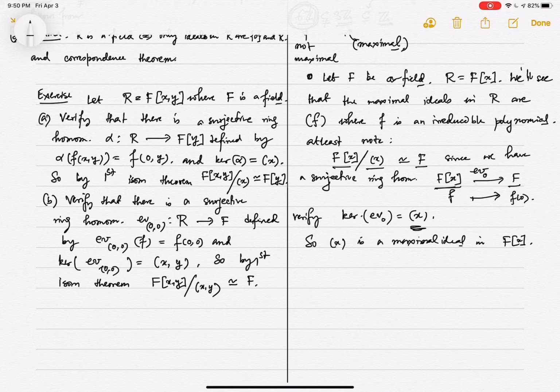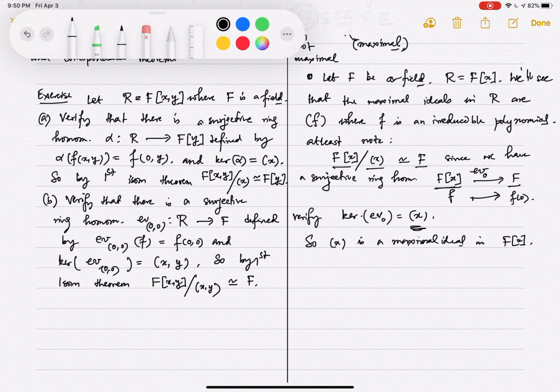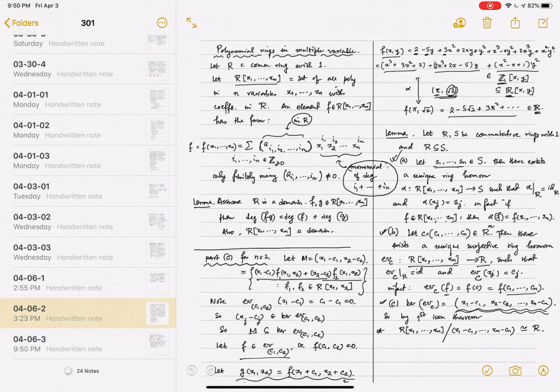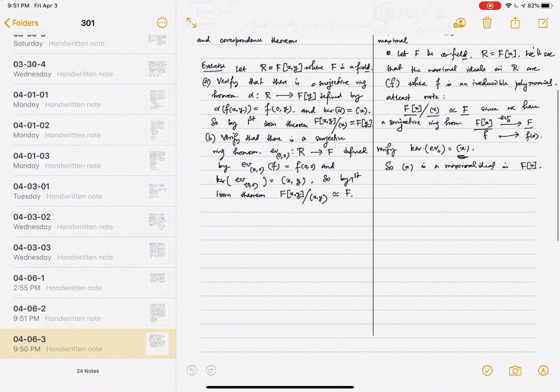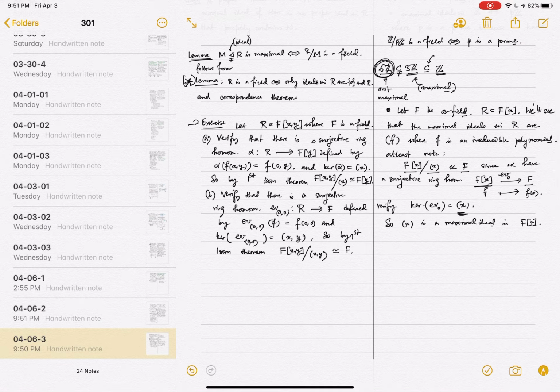Okay, the proofs are very straightforward. Actually, this exercise that we did last time when we were talking about two-variable polynomials, this lemma here, it gives you a special case of these things immediately. This exercise immediately follows from that lemma. In fact, part B we verified last time.